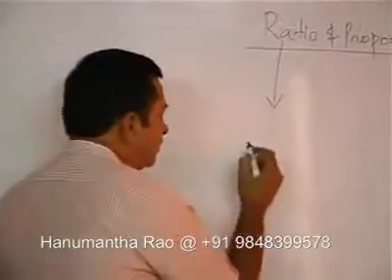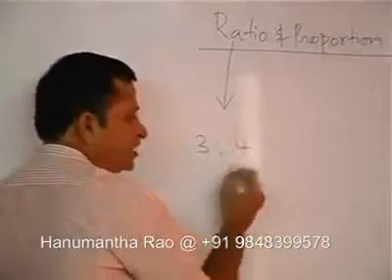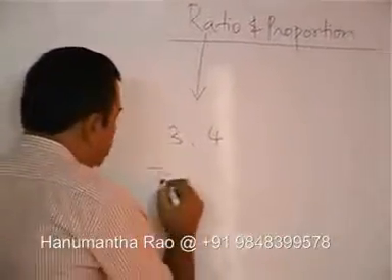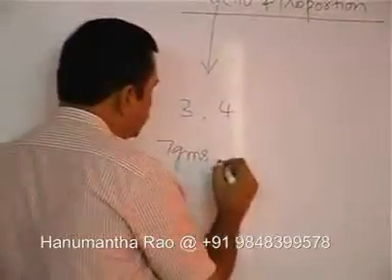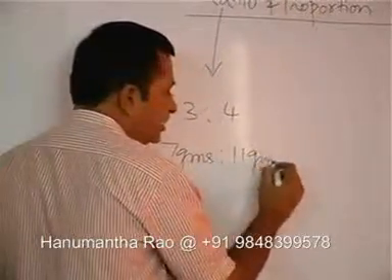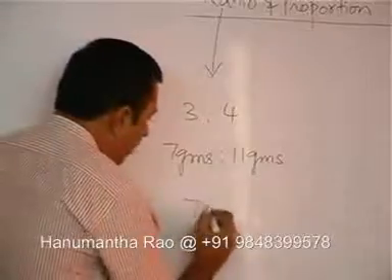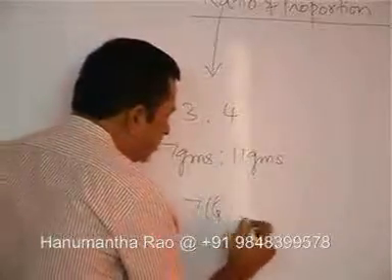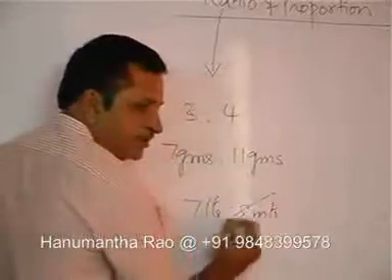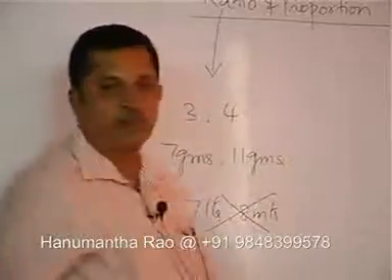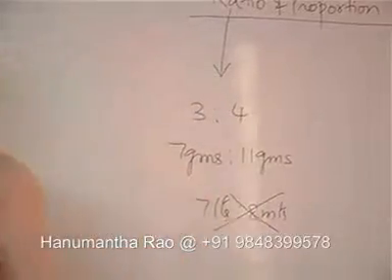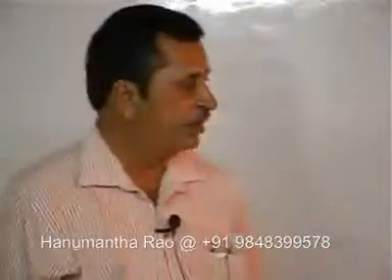I can say 3:4 is a ratio. 7 grams is to 11 grams is a ratio. I cannot say 7 liters is to 8 meters, is it not? So, in a ratio, quantities must be similar.